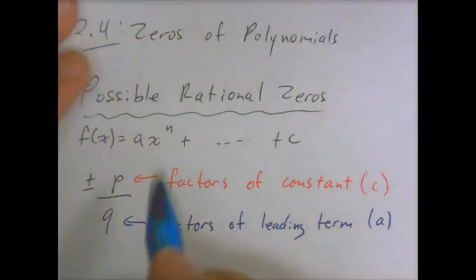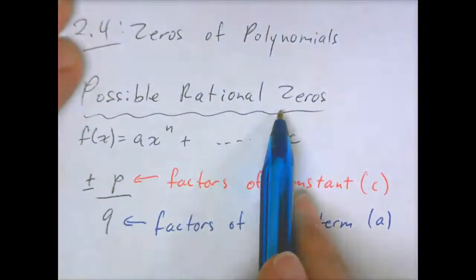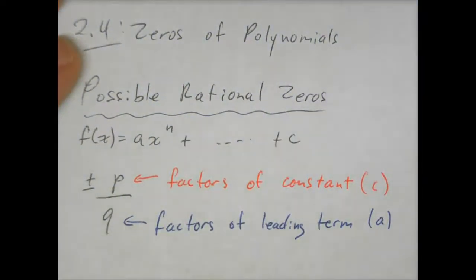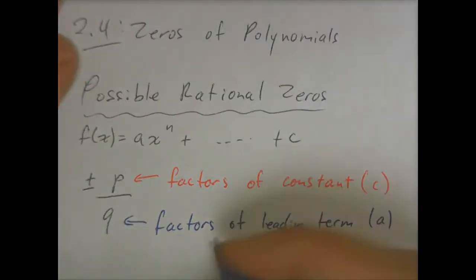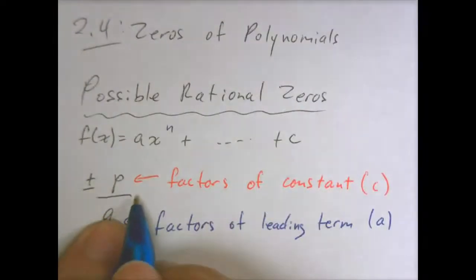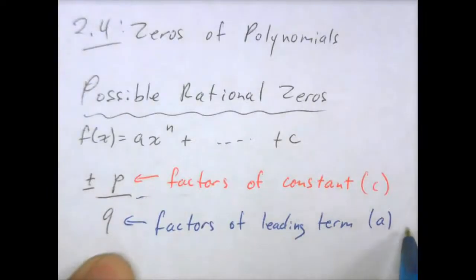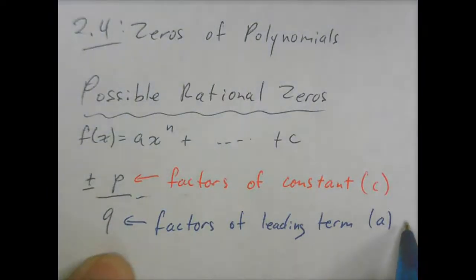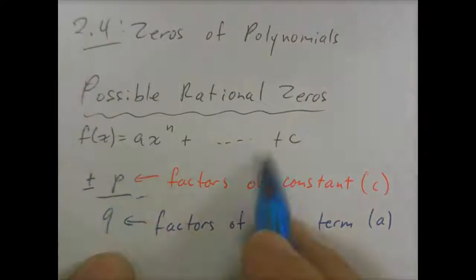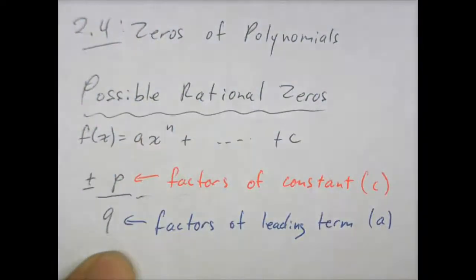Okay. So to find possible rational zeros, remember rational is just like numbers like 1, 2, 3.5, 3.17, not pi. No, pi is not a rational number. It never ends. You are going to take the factors of the constant term and divide them by the factors of the leading term. Those are your only possible rational zeros that you can ever have for any certain polynomial.